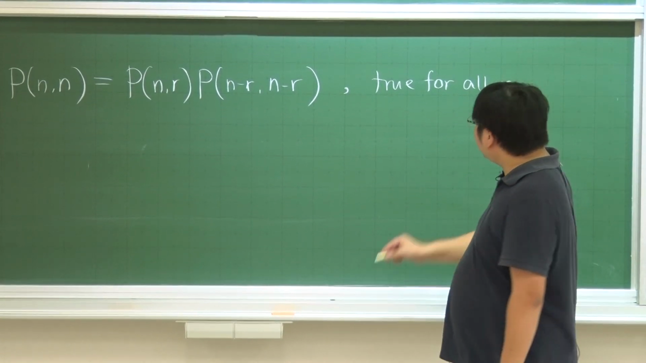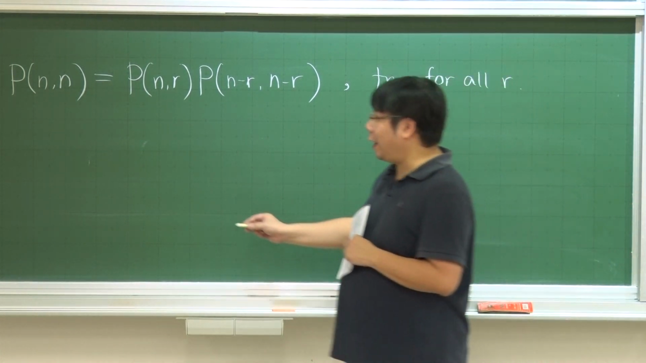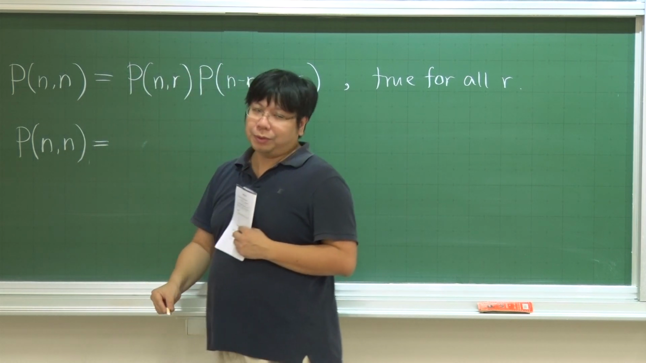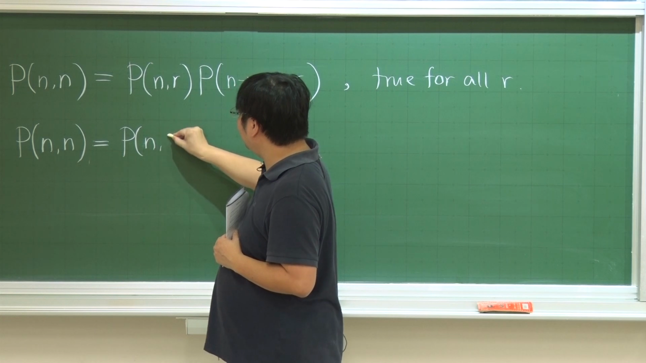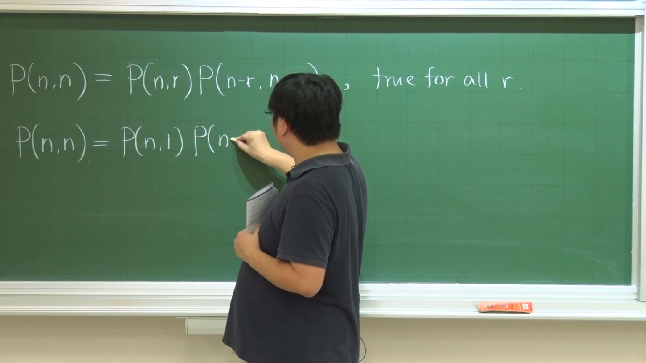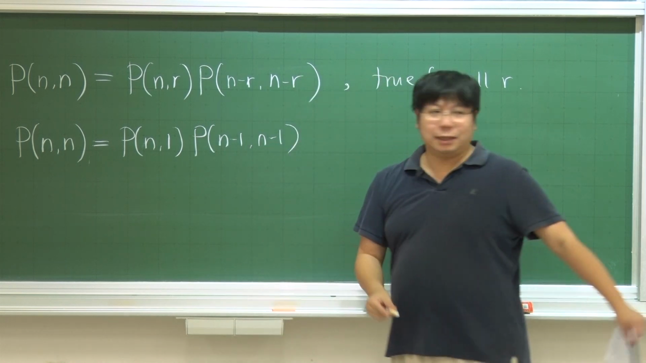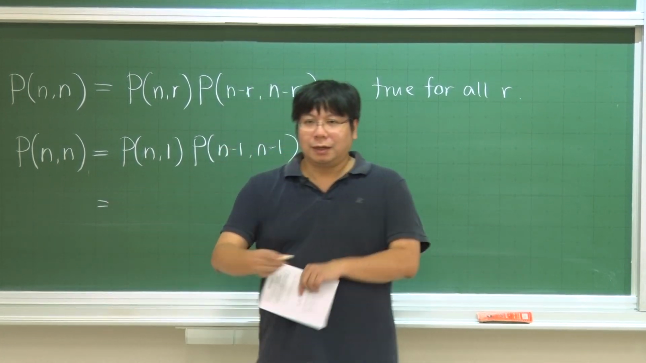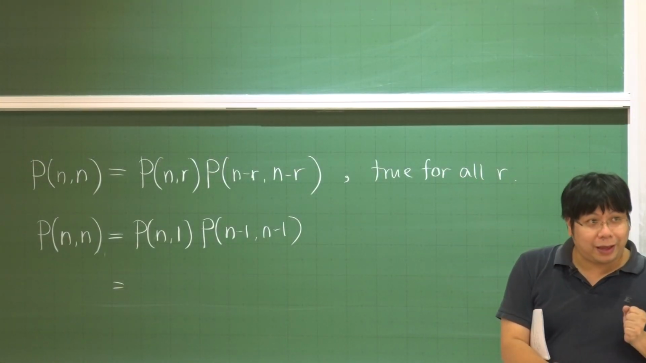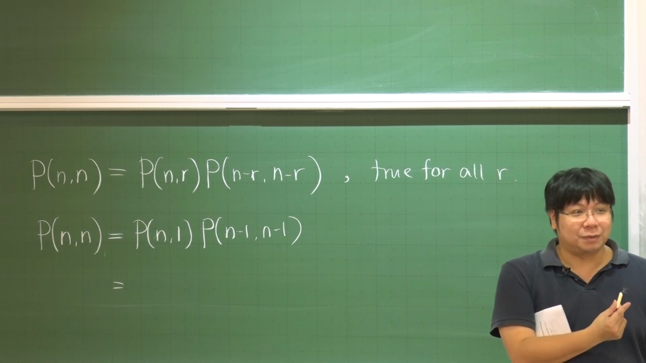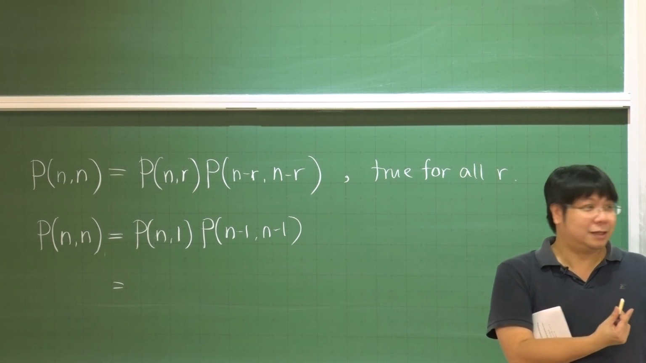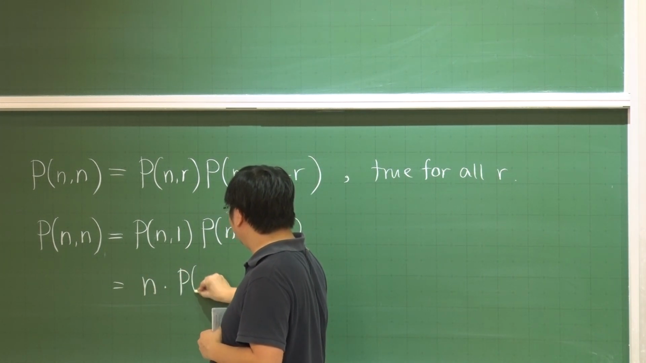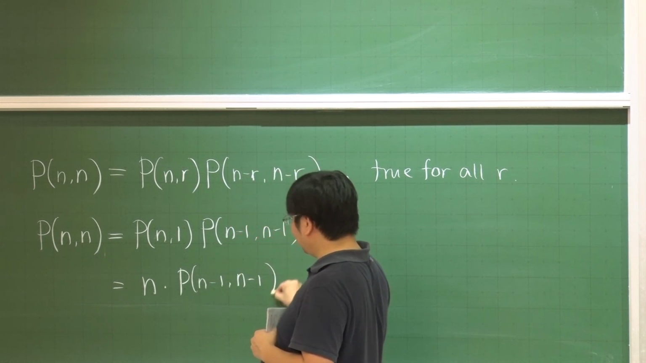So in that sense, let's try R equal to 1 and see what will be the effect. When R is equal to 1, we will have P(n,n) equal to P(n,1) times P(n-1,n-1). Is that okay? And then P(n,1) is equal to what? How many ways to select one thing and then make an arrangement if there are n items? How many ways? N. Very good. So it is equal to n times P(n-1,n-1). Is that okay?